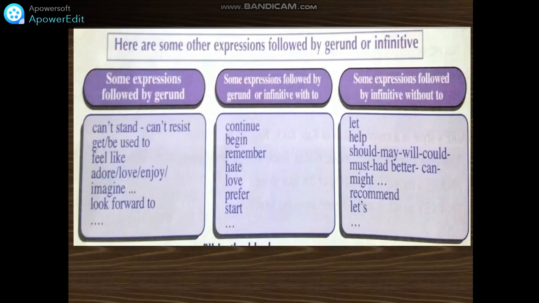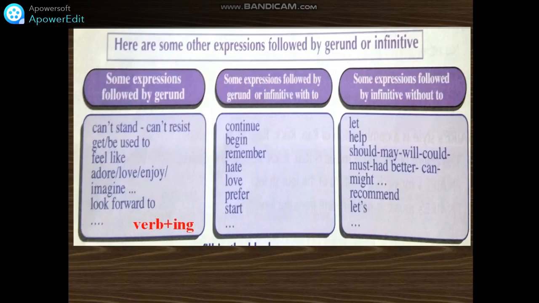Again, here are some expressions followed by gerund or infinitive. So you can say, for example, I can't stand, can't resist doing something, get or be used to doing something, feel like doing something, adore, love, enjoy doing something, imagine doing something, pay attention, look forward to doing something. Pay attention here, please, okay? So these expressions are followed by verb plus ing.